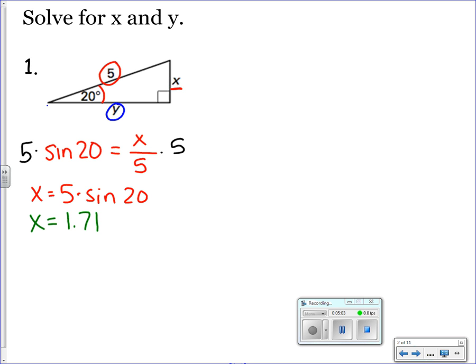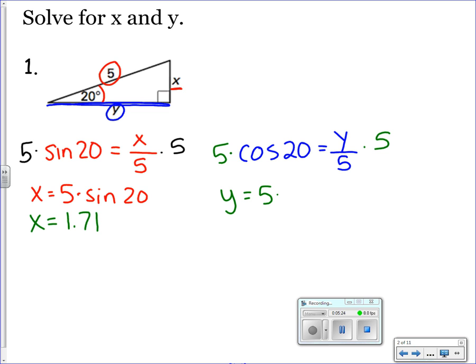Now let's solve for y. Y in relation to the 20 degrees is the adjacent side. So adjacent over hypotenuse is cosine. Cosine of 20 is the adjacent side over the hypotenuse. Again, we're solving for y, so we multiply both sides by 5. Now it's just a matter of typing that in your calculator.